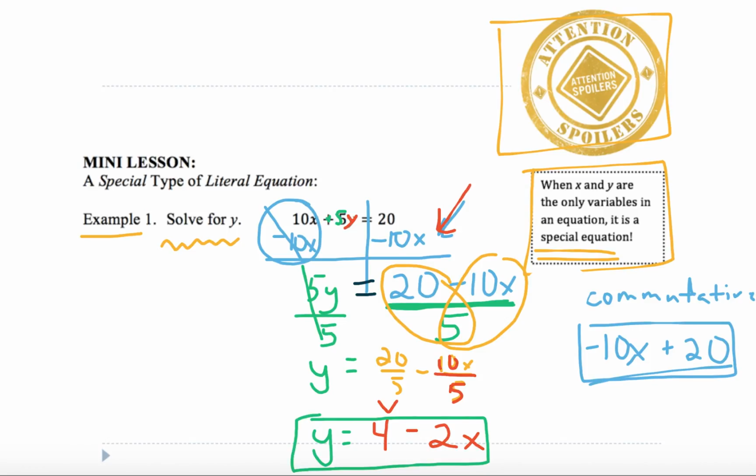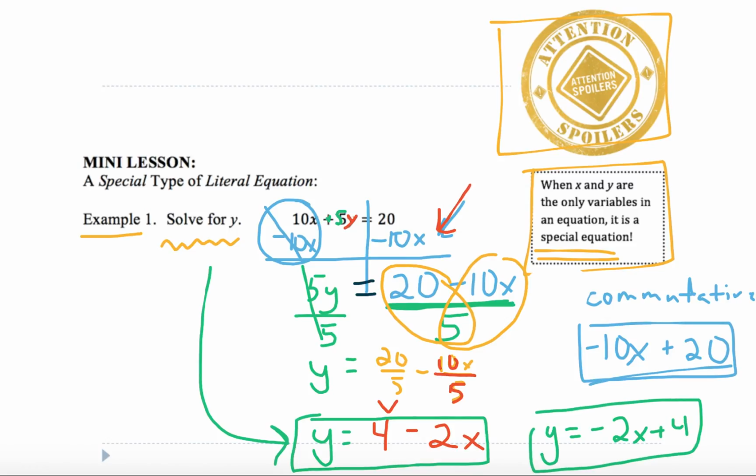We have now solved for y because we got y by itself. If you wrote your answer as y equals negative 2x plus 4, that would also be valid. That would be what follows from the process if you put the x term in front before. Some of you may have seen things like this before. So if you like to have the x term in front, that is totally fine. Just keep in mind that either way is fine based on the commutative property.